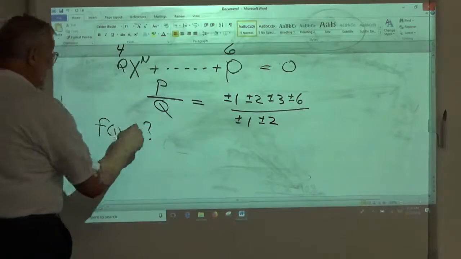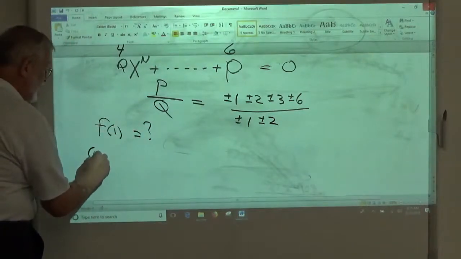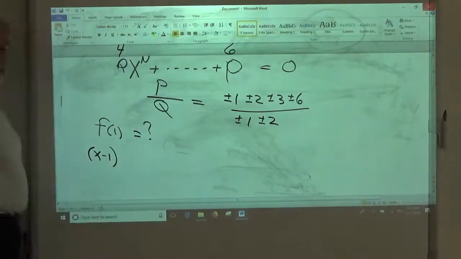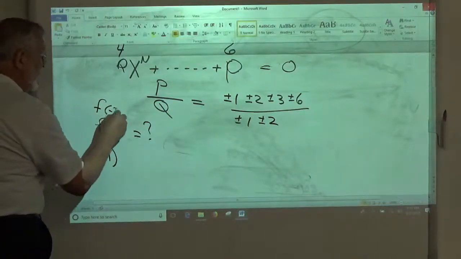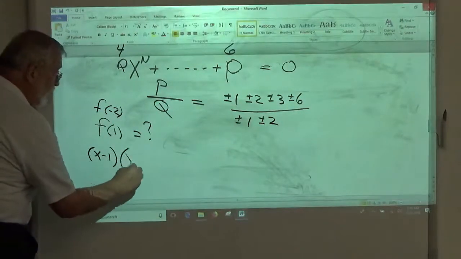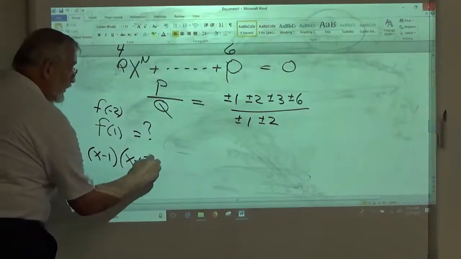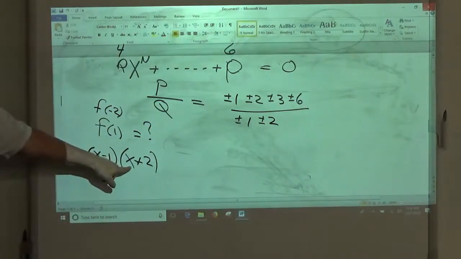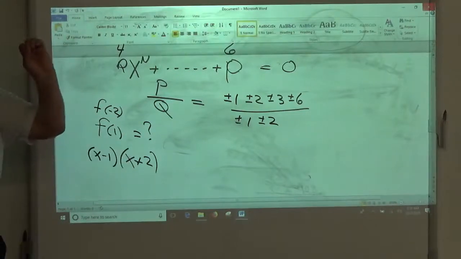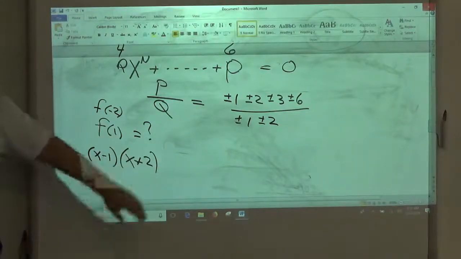Okay, now, if this is a 1, that makes x minus 1 the factor. Alright, and so let's check negative 1. Negative 1 gives you some other number. Okay, that doesn't work. So then you check 2. 2 doesn't give you the right number, but negative 2 does. So when f is negative 2, you get a 0. That means x plus 2. Why? Because when x is negative 2, what is negative 2 plus 2? 0. That will make the polynomial 0.